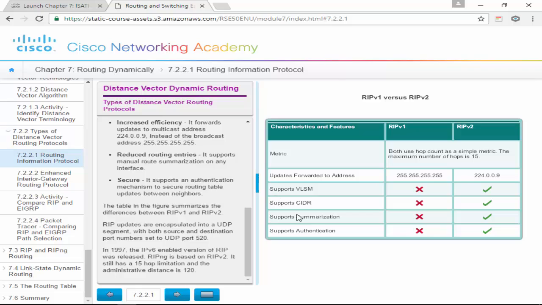Secure: it supports an authentication mechanism to secure the routing table and updates between neighbors. Most of these do. RIP has this thing called the AD. Hopefully you guys remember what the AD is, and it's 120. The metric is hop count, and the AD is 120.